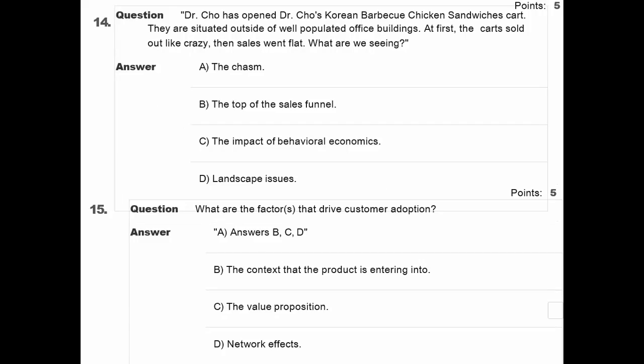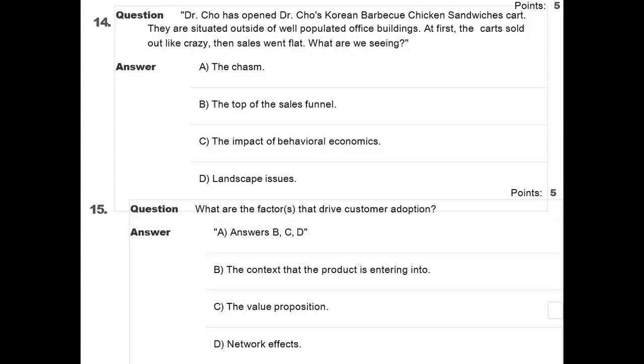Dr. Cho has opened Dr. Cho's Korean barbecue chicken sandwiches cart. I actually made Korean barbecue for 110 students, well, 110 people. Some faculty attended too, for the Startup Village open house. I'm also the advisor to Startup Village. I made 230 pieces of chicken, and all of them got eaten. That was a lot of work.